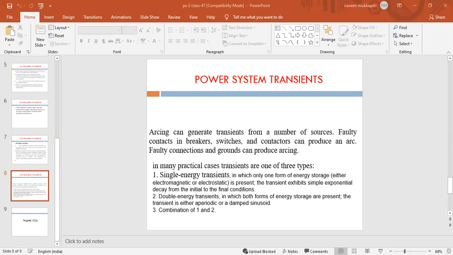The transient state means every network containing energy storage elements. Every network has storage elements, such as resistors, inductors and also capacitors. These are the network elements. The network contains energy storage elements, which change with the excitation.